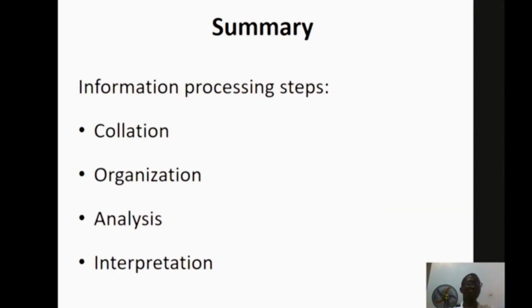In summary, these are the information processing steps we just talked about. First, we talked about collection, where we collect your data. Then organization, arranging it in a good manner so that it is not scattered, so that it will be easy for you to analyze. Then analysis, knowing what it means and understanding the information you have, then interpreting it and making decisions.